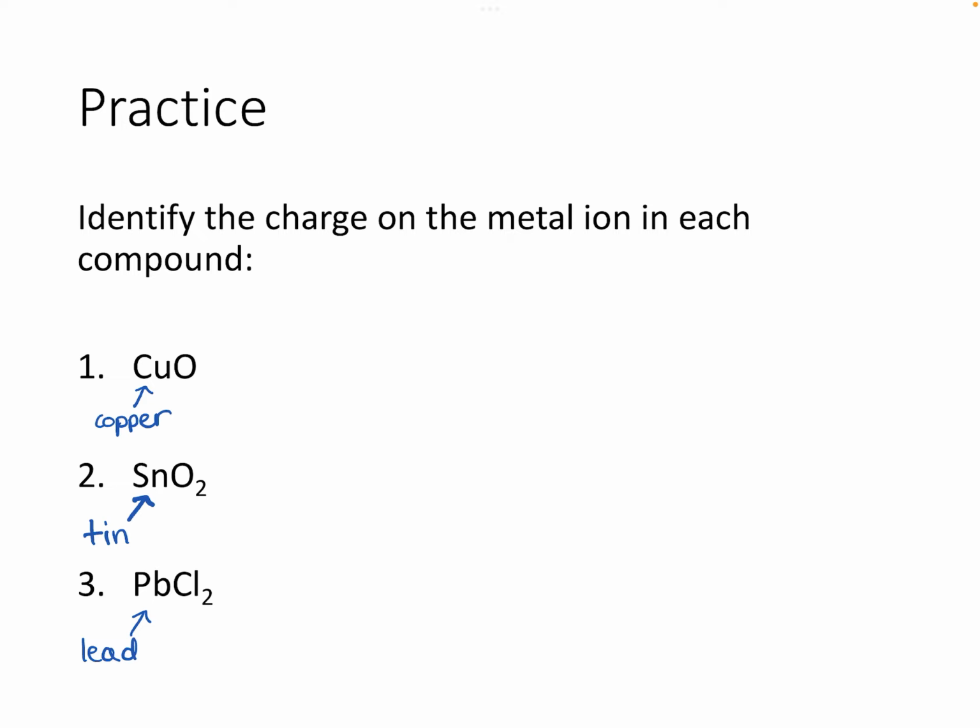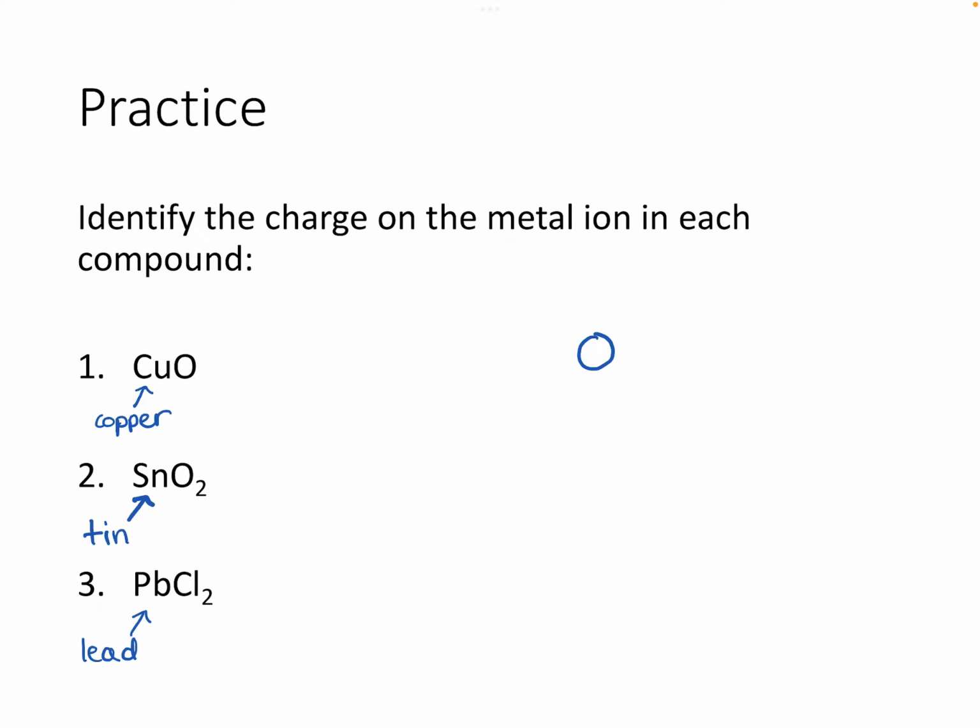Okay, so let's look at the first example. So copper is bonded to oxygen in this case. And oxygen always has the same charge when it's the oxide ion. So what is the charge on oxygen? So if you were having trouble figuring that out, you can always go back to the Lewis diagram. So how many valence electrons does oxygen have?